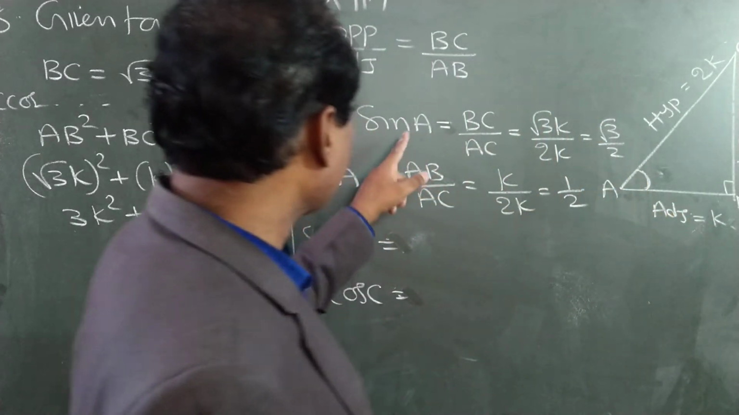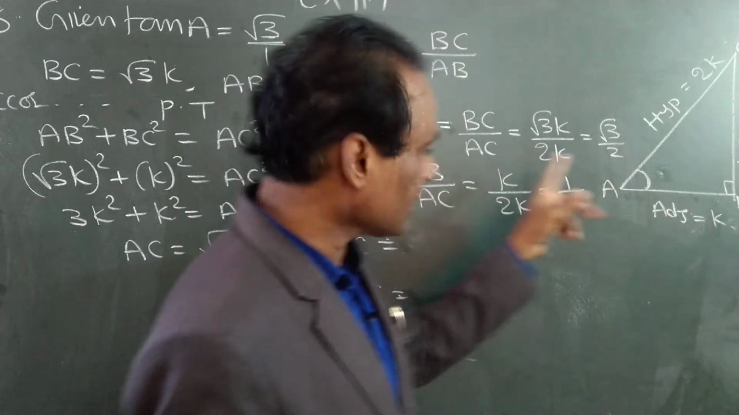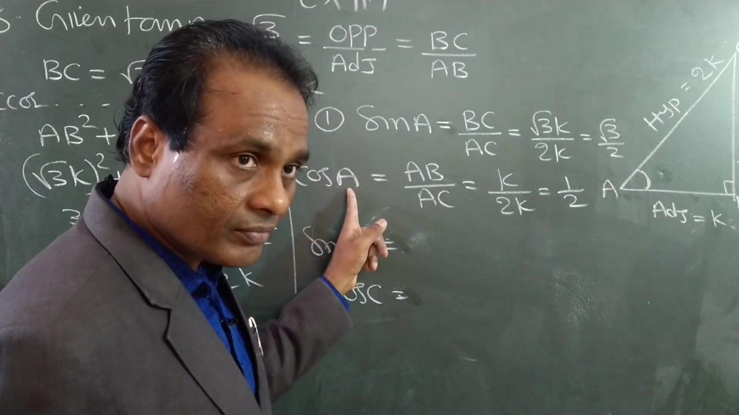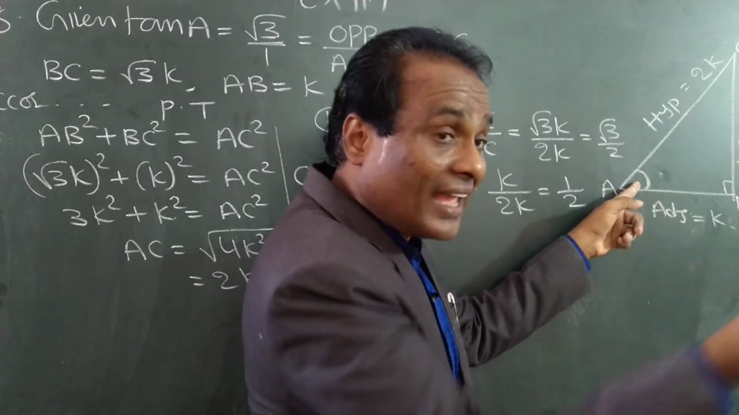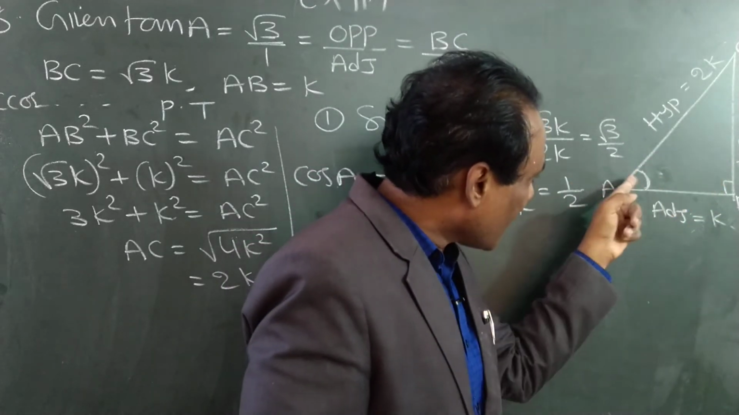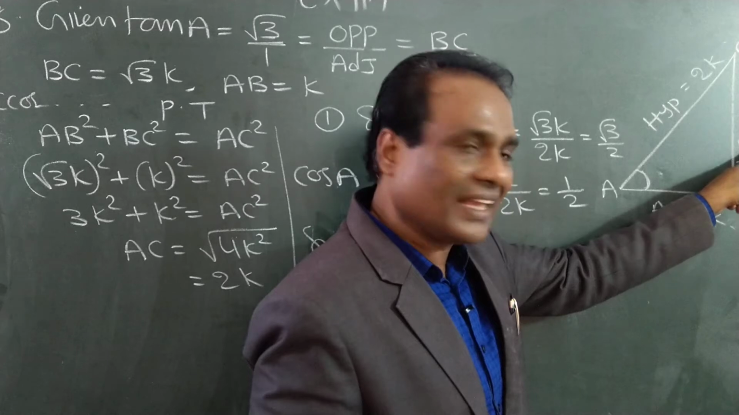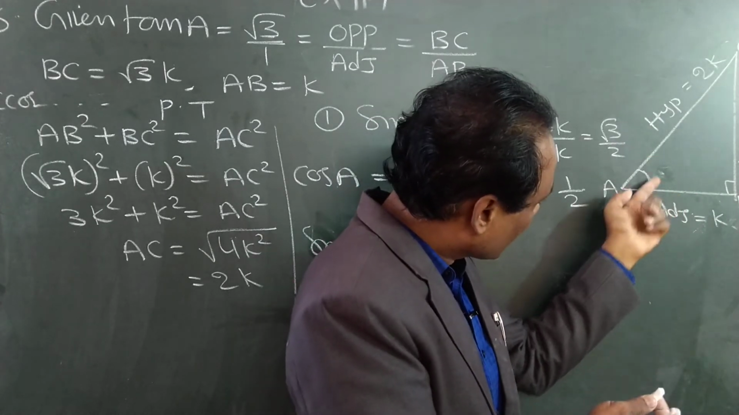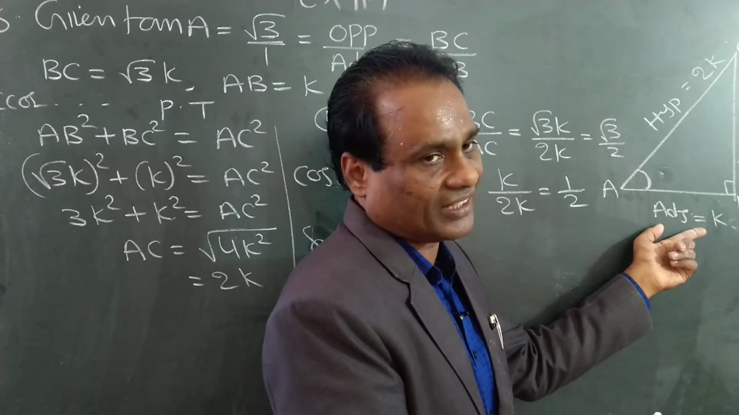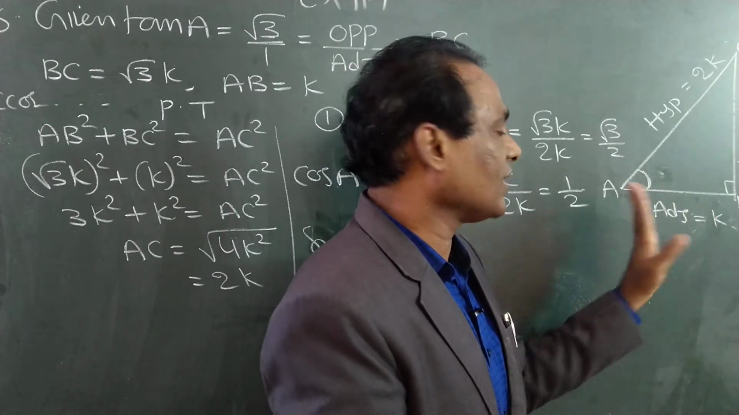Suppose we are taking angle A. If you are taking angle A, which side is opposite to A? This is opposite to A, so that's why I have written opposite. This is adjacent because it is along with this angle. So this is opposite, this is adjacent.